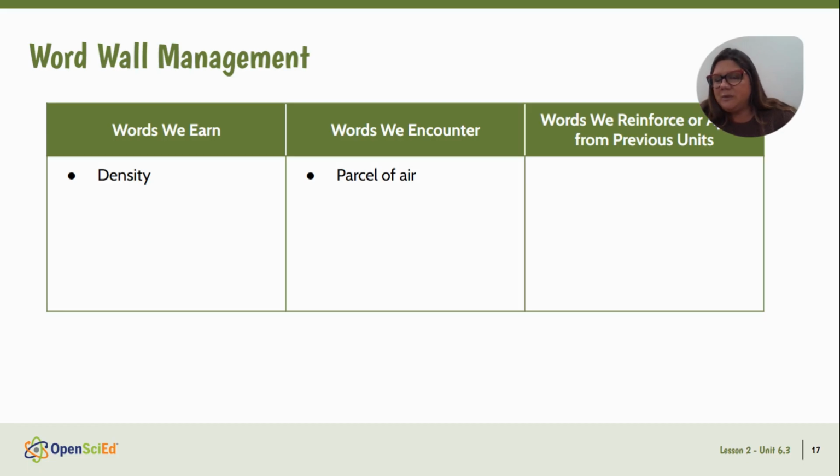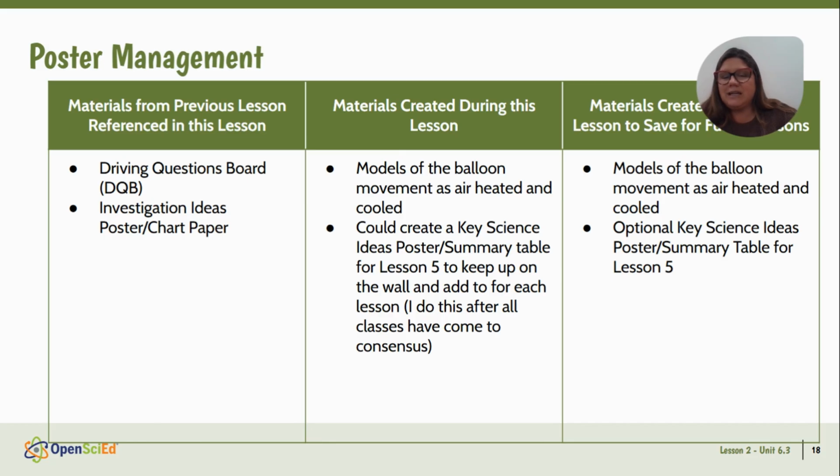For word wall management, we really just have a couple words here. The words we earn are density, and words we encounter are air parcel or parcel of air. Poster management, same as before. Driving question board, I always keep visible to help with navigation. And my investigation ideas, always handy to have them to reference for navigation. And if you have any summary tables that you've been making, add to those.